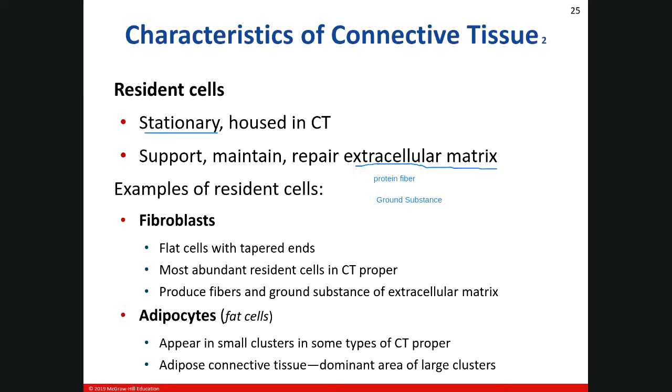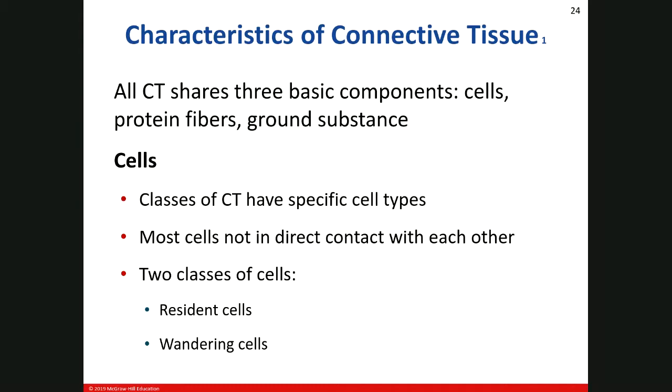Going back to the previous slide, we saw that all connective tissue has 3 basic components: cells, protein fibers, and ground substance. Both of these, the protein fibers and ground substance, make up the extracellular matrix. So you could actually say that connective tissue is made up of cells and extracellular matrix. Make sure that you understand that.